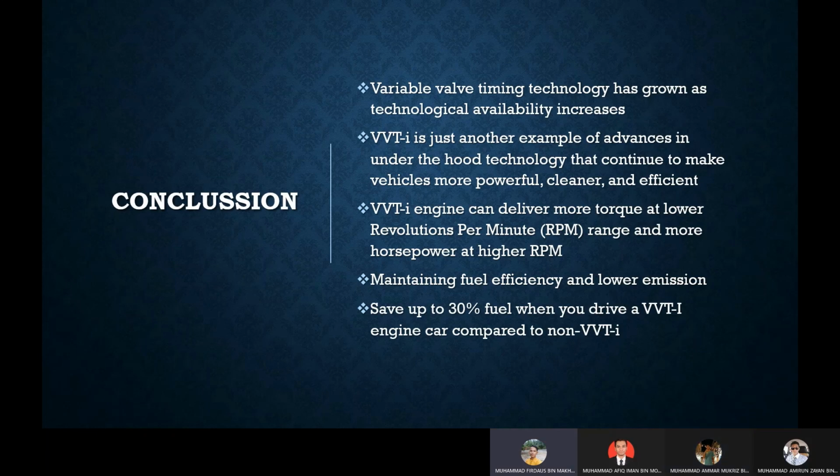And lastly is the conclusion. In this system, variable valve timing technology has grown as technological availability increases. Second, VVT-I is just another example of advanced under-the-hood technology that continues to make vehicles more powerful, cleaner and efficient. Third, the VVT-I engine can deliver more torque at lower revolutions per minute (RPM) range and more horsepower at higher RPM.